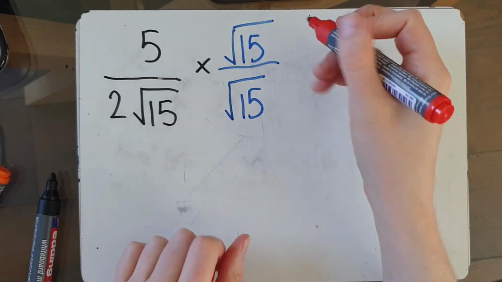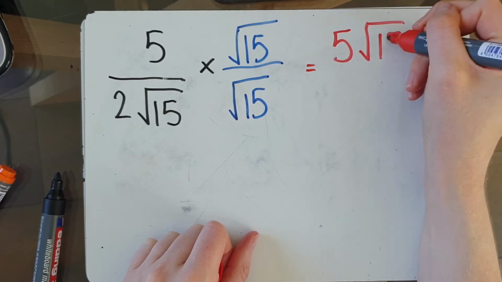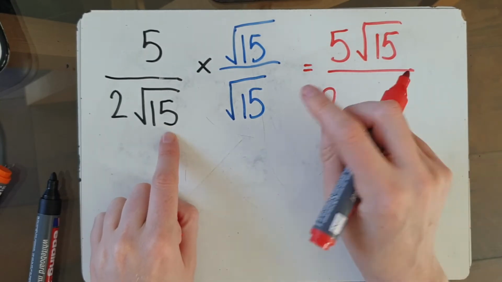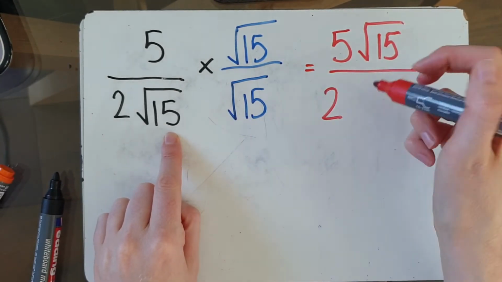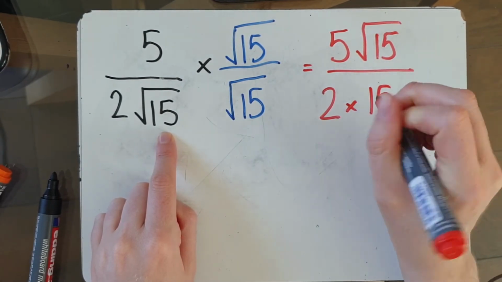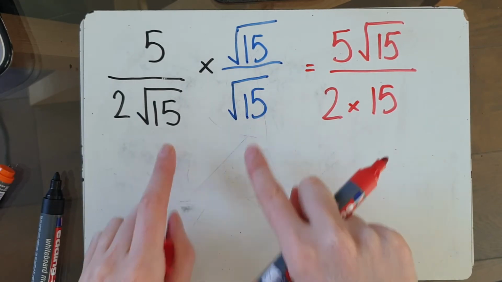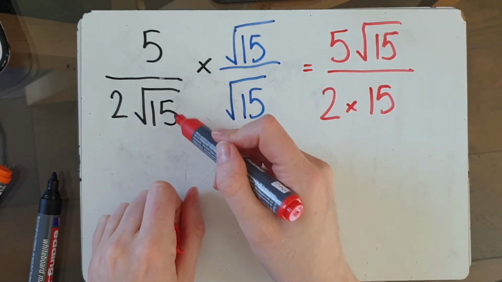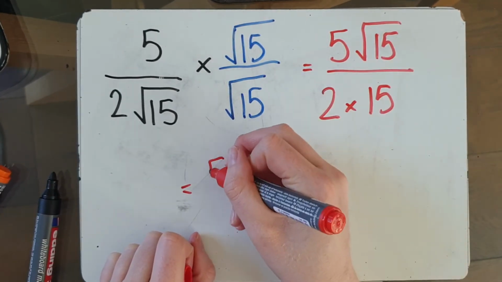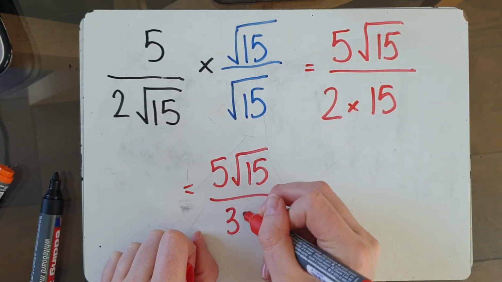If I do this, I'm going to get 5 root 15 as my numerator, and I'm going to get 2 times root 15 times root 15. Root 15 times root 15 is just 15. If you times a square root by the same square root, it gives you the number inside, so it will give you 15. So that will be 5 root 15 over 2 times 15 is 30.